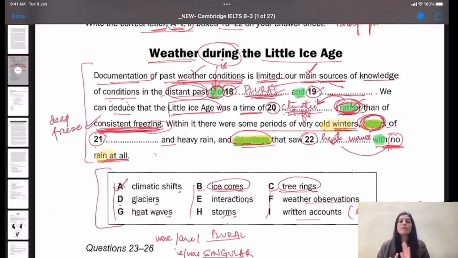So I hope I have added value and helped you in understanding how to solve the summary completion questions. Do not look for the right answer; try to look for the keywords and the words that precede the blank. They will really help you in understanding what could be the answer to those blanks.